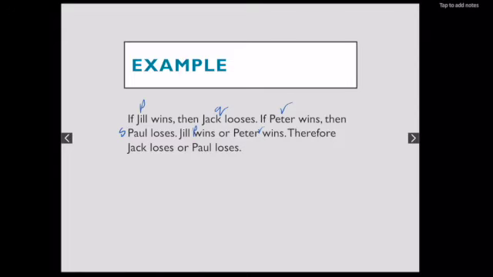So I have if Jill wins, then Jack loses. So that's P implies Q. I have if Peter wins, then Paul loses, which is R implies S. And I have Jill wins or Peter wins. So I have P or R. Therefore, my conclusion is Jack loses, which is Q, or Paul loses, which is S. So I have Q or S. This is the conclusion we're trying to reach. So for step number 4, I'm going to use constructive dilemma.